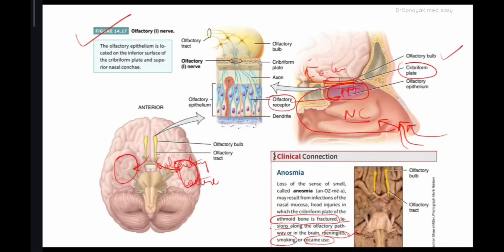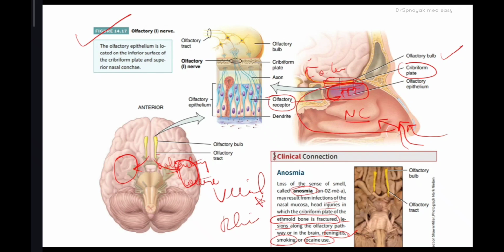In those cases, due to the damage in the nerve, patients will develop anosmia. Anosmia is the condition where people have loss of smell. They lose the smelling sensation. That is called anosmia, and this anosmia is caused by head injuries and infection, especially viral infection. If anybody has allergic rhinitis or rhinitis, or head injuries, or an ethmoid bone fracture with cribriform plate damage, in those cases the patient will develop anosmia. It is very easy.